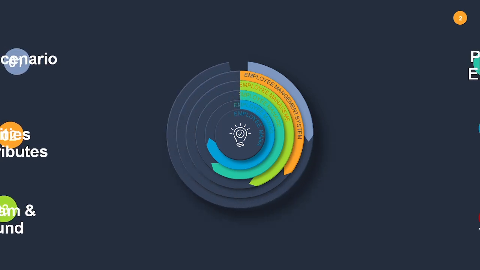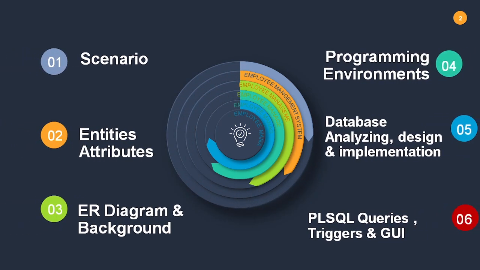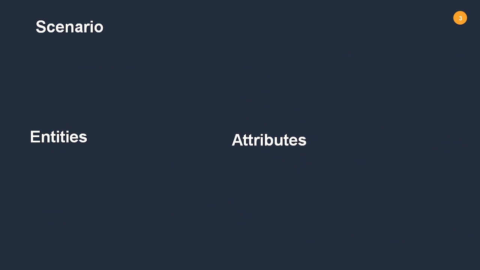Today, we are going to illustrate 6 key points which are scenario, entities and attributes, ER diagram and background, programming environments, database analyzing design and implementations, and GUI. Now let us first consider the scenario.